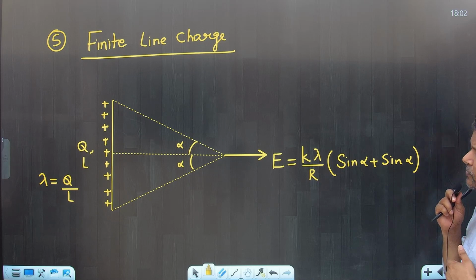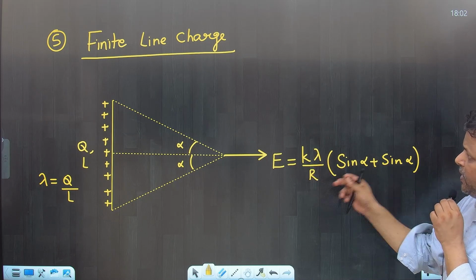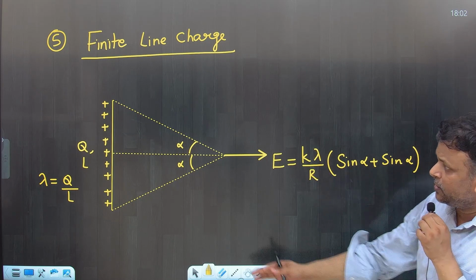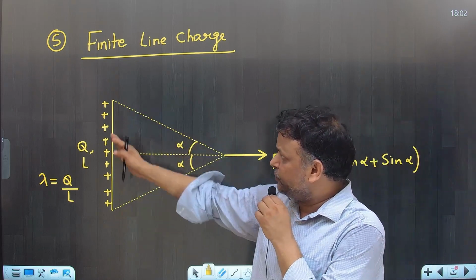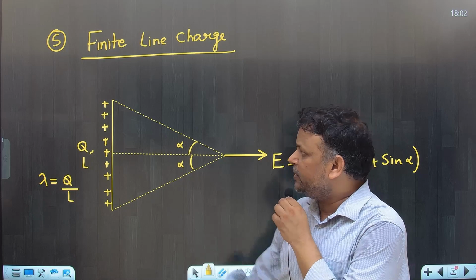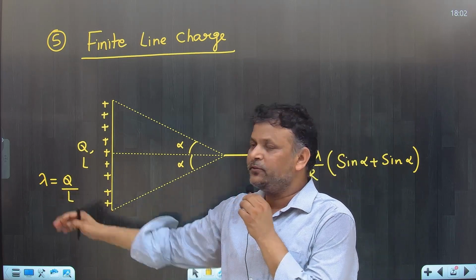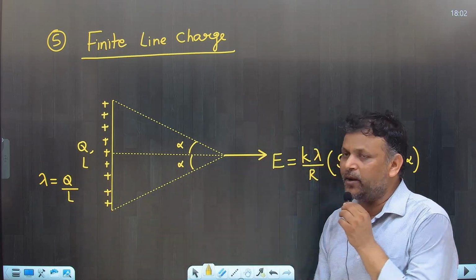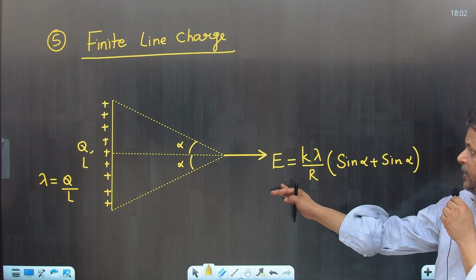Finite line charge, the same thing: E is k lambda by r. This is charge Q distributed uniformly over a rod having length L. So the linear charge density will be total charge by total length. You can give your answer in terms of lambda as well. So E is k lambda by r.